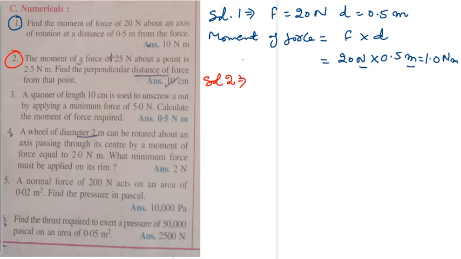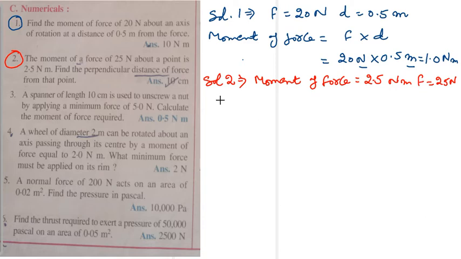What is it? The moment of force of 25 newton about a point is 2.5 newton meter. Right, find the perpendicular distance of force from that point. Right, what is given here? Moment of force is 2.5 newton meter, and F is 25 newton, right, students?